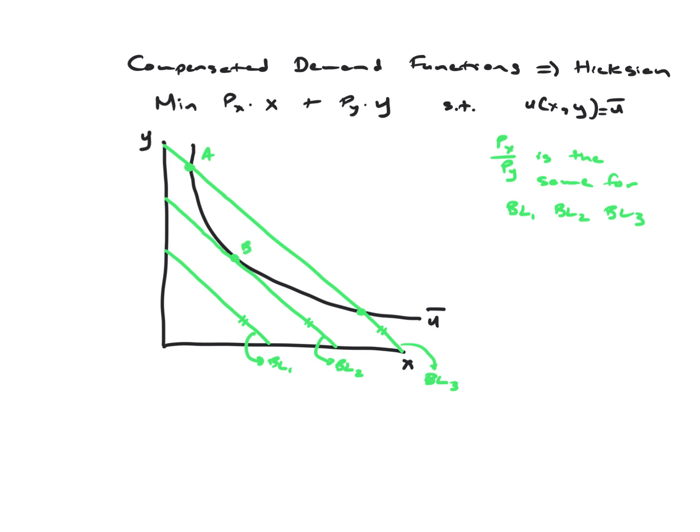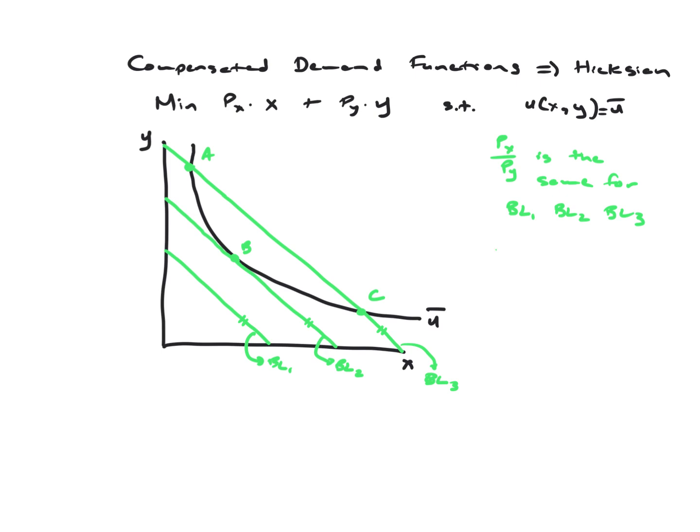And this is of interest to us, particularly because while bundle A allows us to hit our targeted level of utility, we're not doing it as cheaply as we possibly can. And in fact, I'll label another bundle here, bundle C. Bundle C also allows us to achieve our targeted level of utility, U bar, but it's still going to ultimately cost us the amount of money associated with budget line 3.